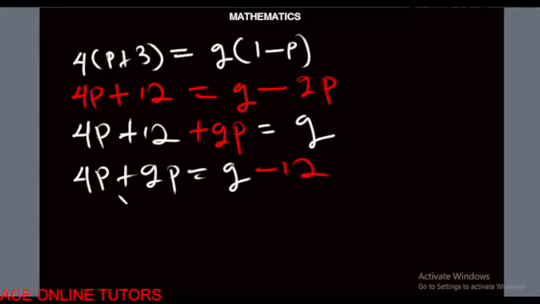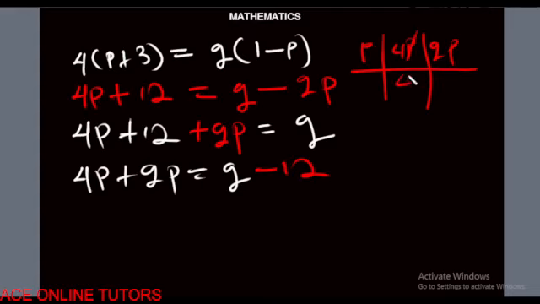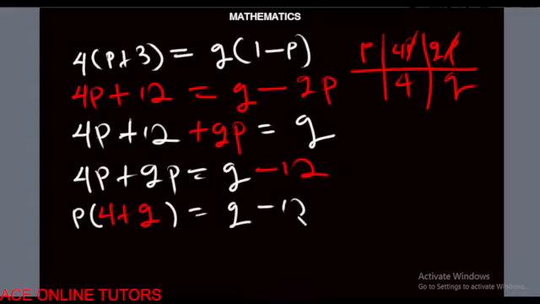Now what next are we going to do? There is p here, there is p here. You factorize. So you say p, 4p, qp. So this cancel, we have 4. This we cancel, we have q. So that means that what are we going to have? We are going to have p open bracket of this 4 and q. So you say 4 plus q is equal to q minus 12.